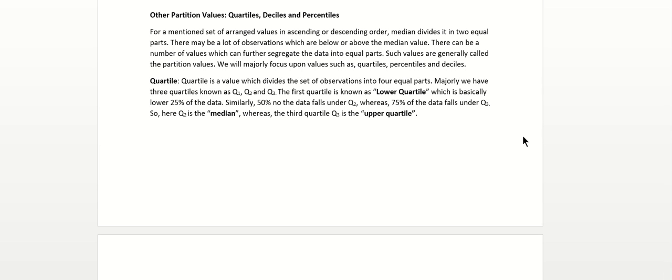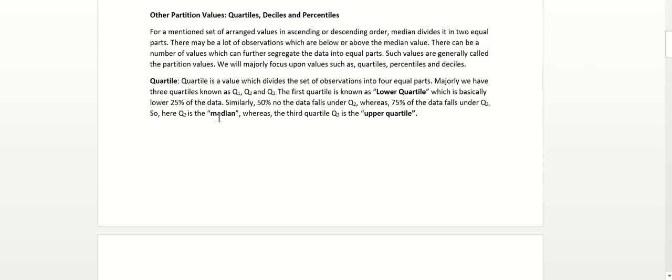In median, we have understood that by this formula we can divide the whole data set into two parts, because median is the central value, right? So what is the difference between median, quartiles, deciles and percentiles? Today we will understand quartiles. In quartiles, we divide the whole data set into four parts. In median we divide the whole data into two parts and find the middle value, the central value. But in quartiles, we divide the whole data set into four equal parts.